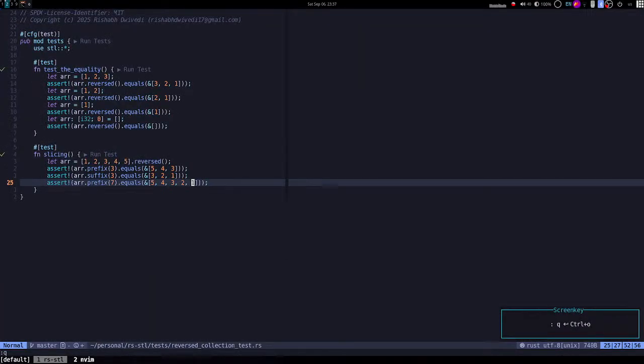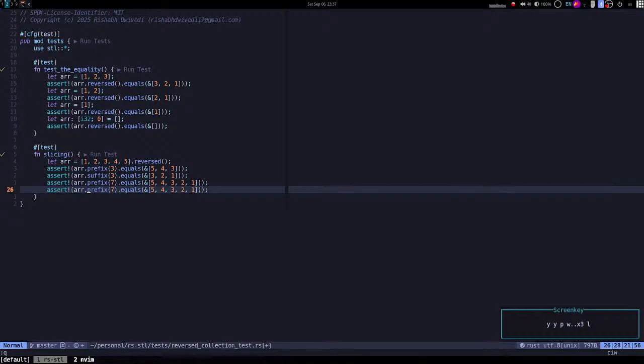Anyways, so similarly for suffix 7, it's exactly the same, right? And what's next? With prefixes, we have done that. We have suffixes. We are quite done.